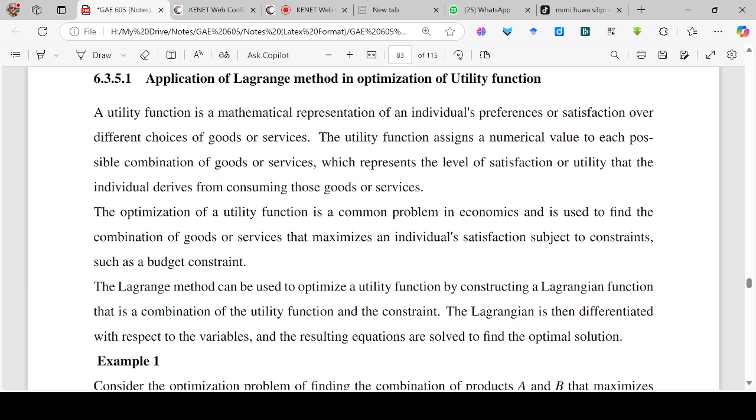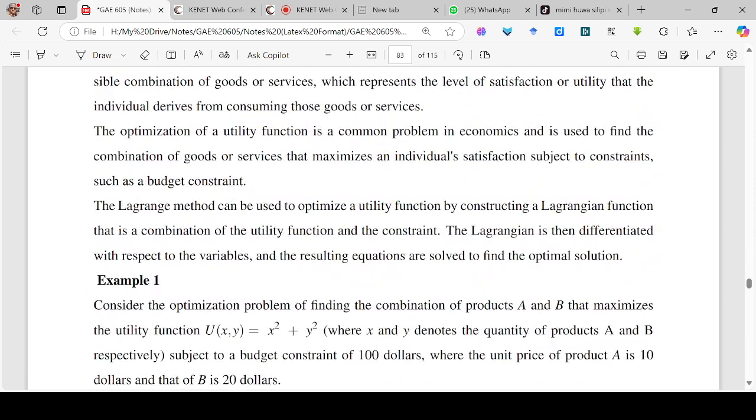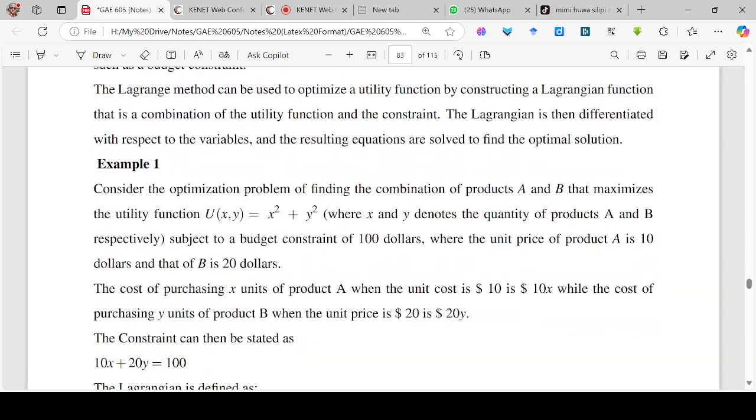So the Lagrange method can be used to optimize a utility function by constructing a Lagrangian function that's a combination of the utility function and the constraint. We then differentiate with respect to the variables, set the derivatives to 0, and solve the resulting equations.